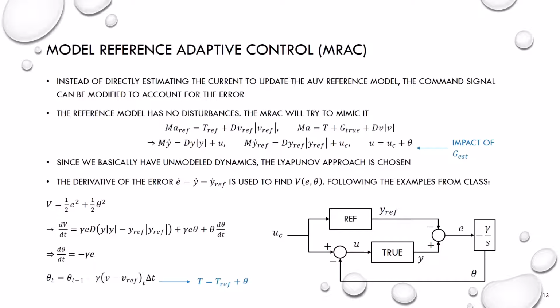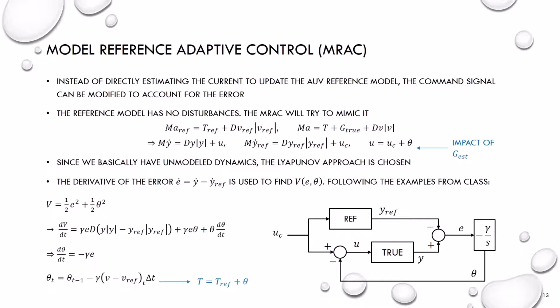Last but not least, we have Model Reference Adaptive Control, or MRAC. Instead of directly estimating the current to update our AUV model, we can modify the command signal to counteract the impact of the current. In this case, the reference model is assumed to have no disturbances, and the MRAC attempts to mimic its response. You can see in the equations that the reference model does not have a current term anymore, and that for the actual AUV, the current is incorporated into the input.